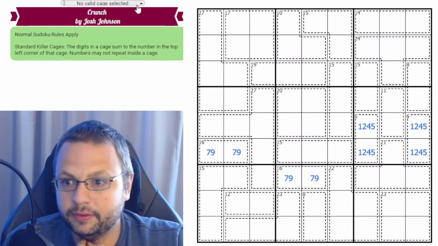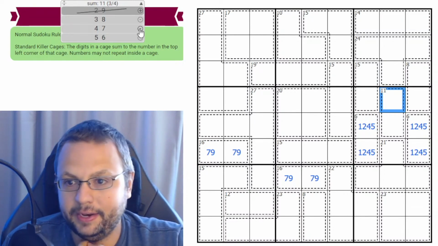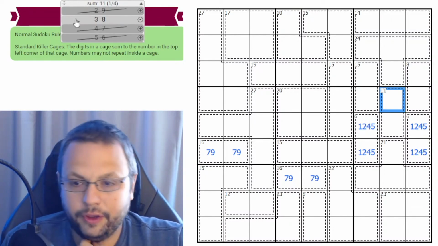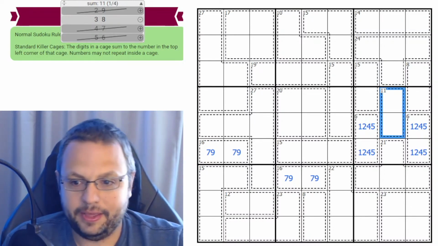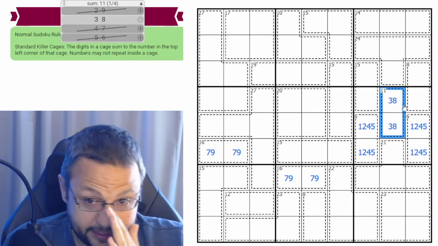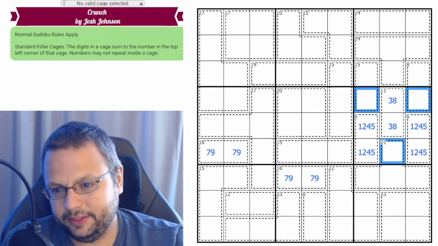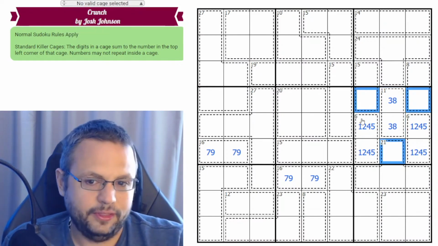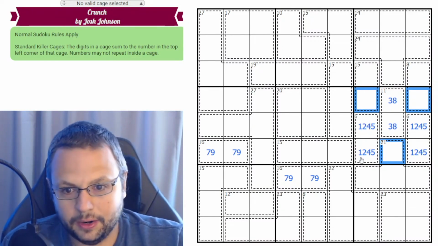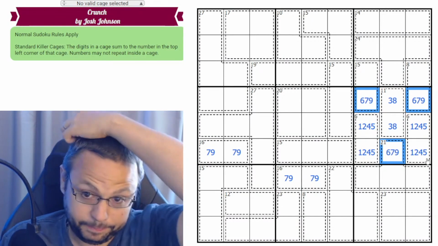Oops, for some reason this interface is now not working. I can't use 2, 4, or 5 in my 11 cage. So that means this 11 cage has to be a 3, 8. And so that is sweet. Now already I only have 3 digits left in the box. The 3 digits left in the box are, let's see, if you use 1, 2, 3, 4, 5, we need a 6, a 7, and a 9.